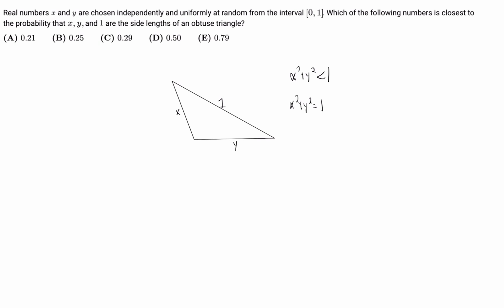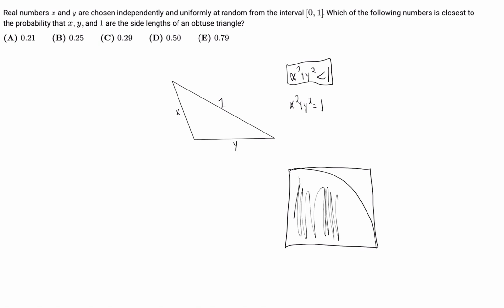Anyway, let's solve this. So now that we know this condition, let's use geometric probability. So x and y are chosen randomly inside that range, so we draw this square, and a point is chosen randomly. Now the hard part. Which of these points satisfies x squared plus y squared is less than 1? That sort of reminds us of a circle. So we draw this. But how do we know that this region works? In fact, if x squared plus y squared is equal to 1, then it would be the boundary of that region.